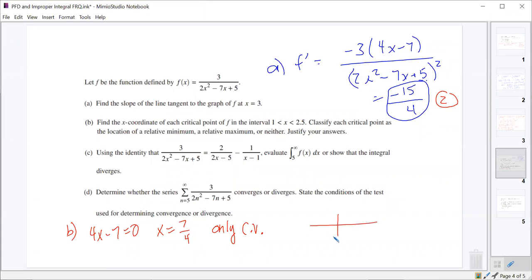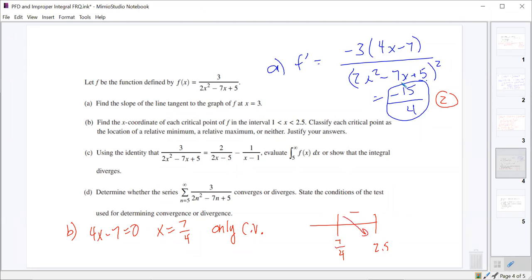So all we gotta do is make a sign chart. We'll pick something that's more than 7/4, but less than 2.5. So something like 2, and plug it in up here. We get a negative in the numerator, and the denominator is going to be squared, so it's going to be a positive no matter what. So we get a negative over a positive. So our function decreases.